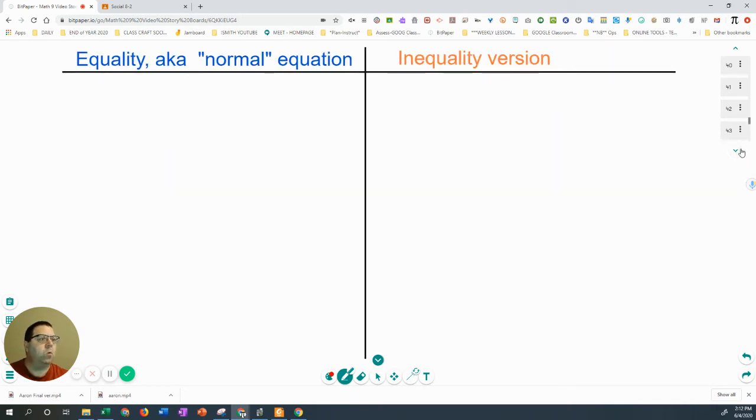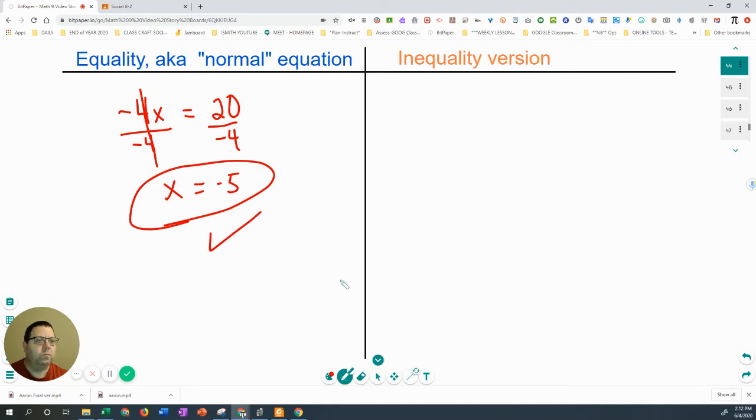Okay? So let's see how this looks. Let's say you have -4x is equal to, let's just make it easy, 20. So what do you do? You divide both sides by -4. So we're back to just our regular solving. X is equal to -5. Okay? That's true.